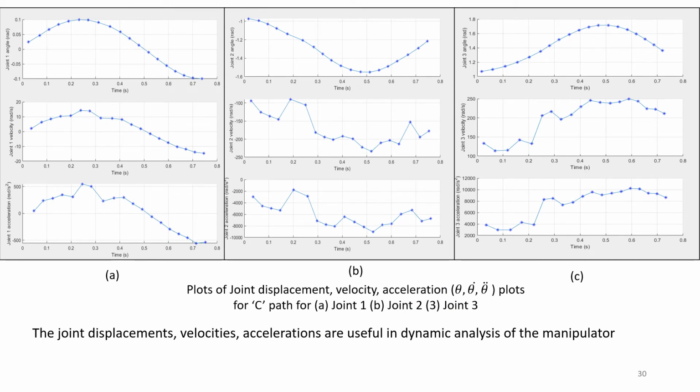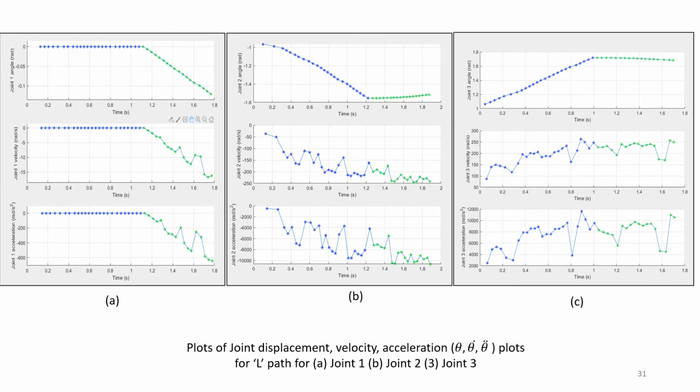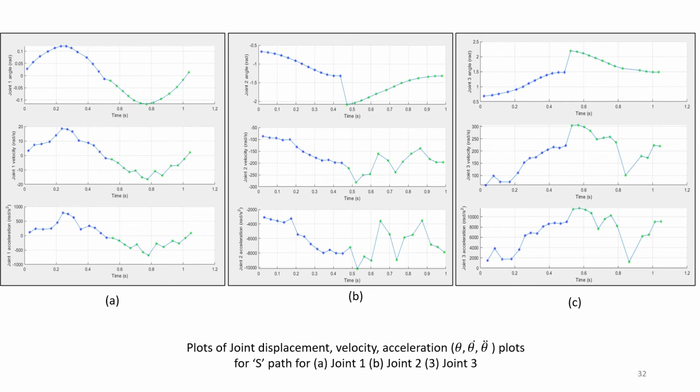Joint displacement, velocity, acceleration are simultaneously plotted for each joint while executing the C path. This has been done for L path too. Here the blue zone represents the joint displacement, velocity, acceleration for the vertical line of the L path, and the green zone represents the same for the horizontal line of the L path. Similarly, for the S path, the blue zone represents the joint displacement, velocity, acceleration for the upper arc of the S path, and the green zone represents the same for the lower arc of the S path.